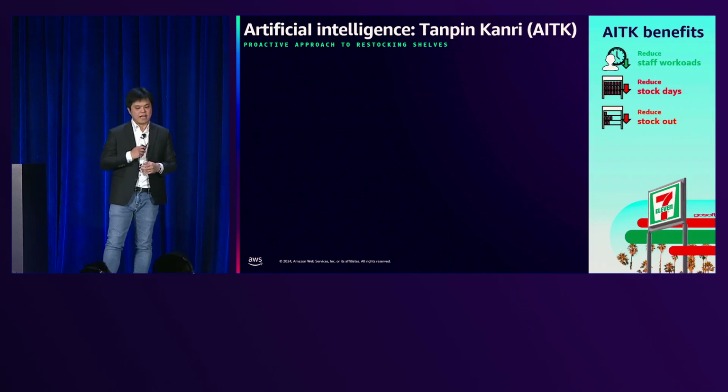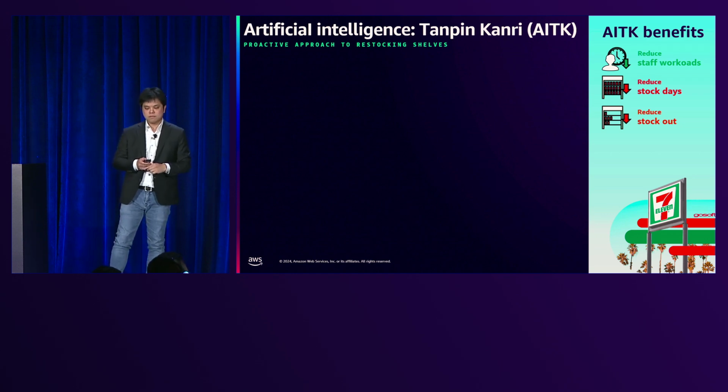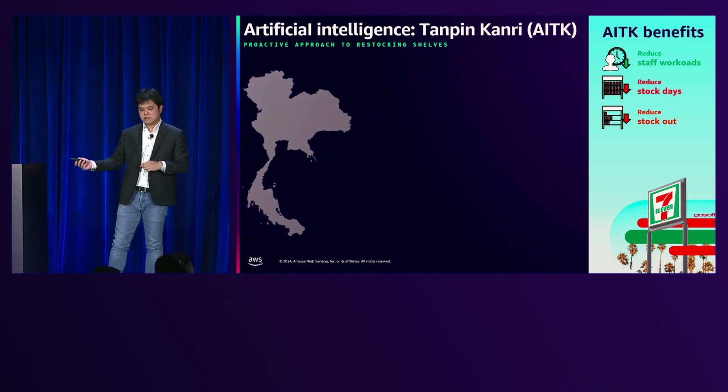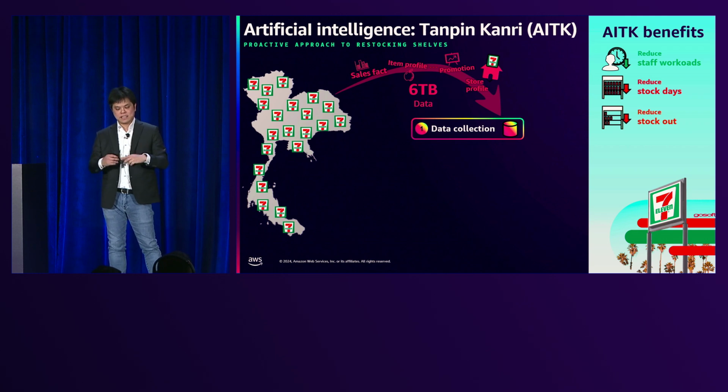So the purpose in life of AITK is to leverage AI and machine learning to assist store staff with recommendation for replenishment by maximizing the forecasting accuracy and to satisfy these 3 KPI: reduce the staff workload, reduce stock day, and reduce stock out. And we are talking about 6 terabyte daily. So we need to process data like 6 terabyte daily.